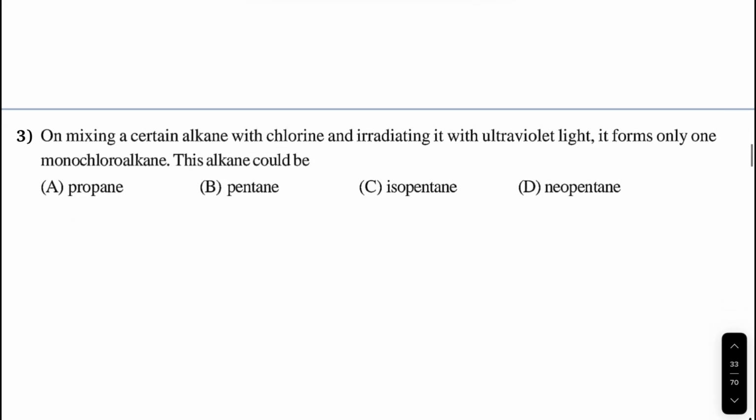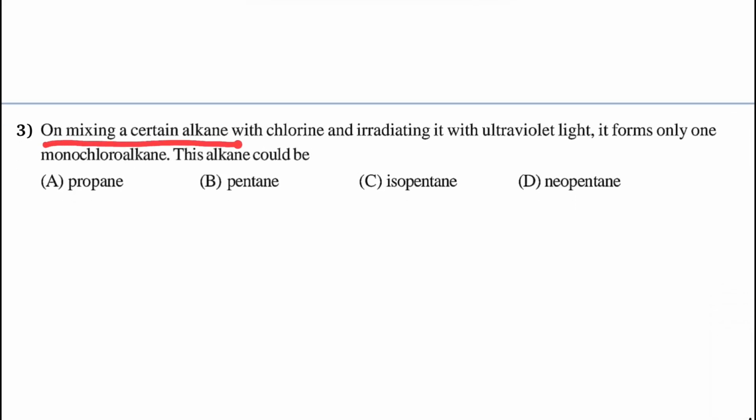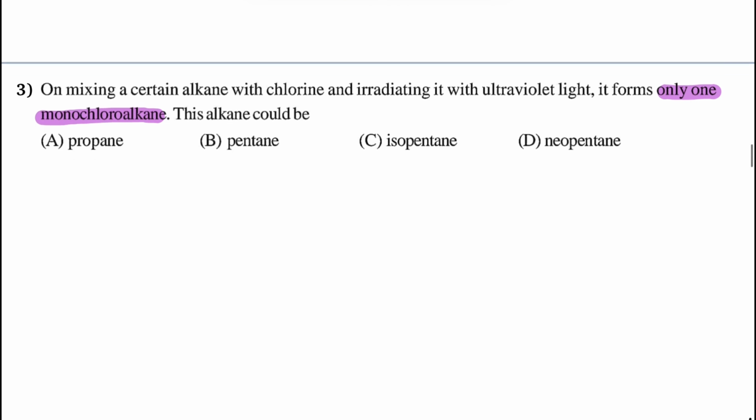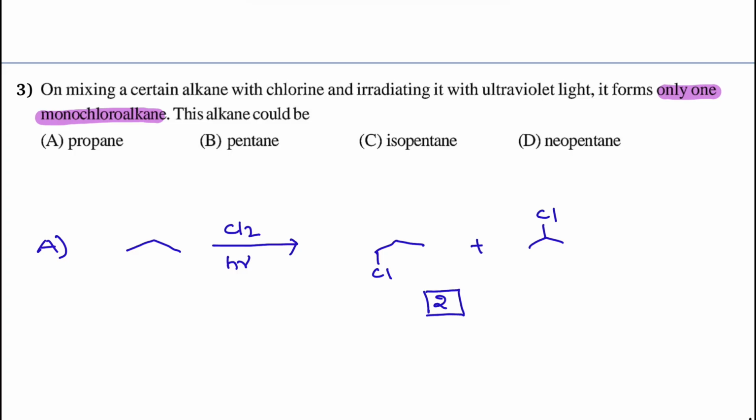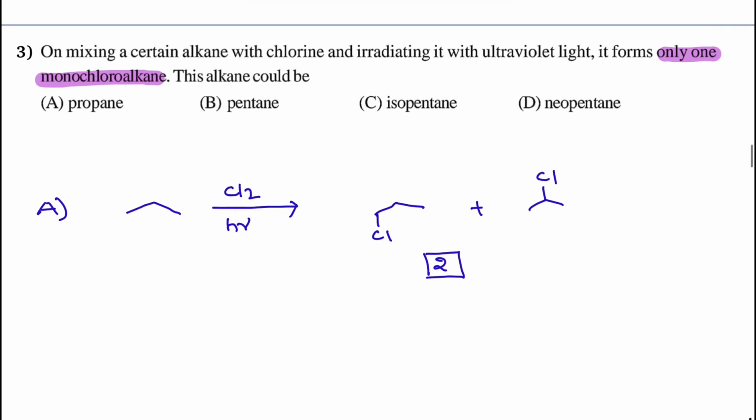Next, let us move on to the third question. On mixing a certain alkane with chlorine and irradiating it with ultraviolet light, it forms only one monochloroalkane. That alkane could be. So we have to verify the options. The first one is propane. When it is subjected to chlorination in presence of sunlight, the possible products are 1-chloropropane and 2-chloropropane. We are getting 2 products. But the question says only one product, so A is not your answer.